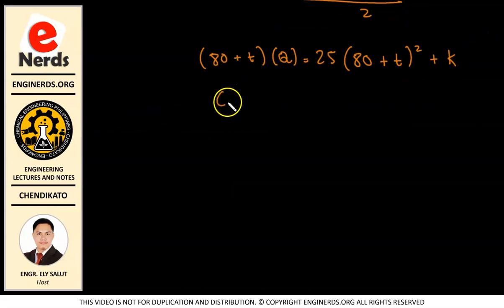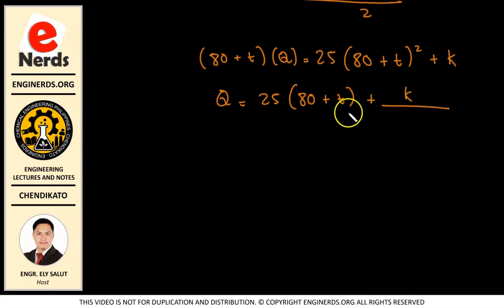So, we will have Q is equal to 25 times 80 plus t squared divided by 80 plus t. It will leave us with just 80 plus t. Then, plus K divided by 80 plus t. So, we have 80 plus t in our denominator. We will use this equation. Now, how do we use it? We have K, which is unknown, so first we need to find our K.